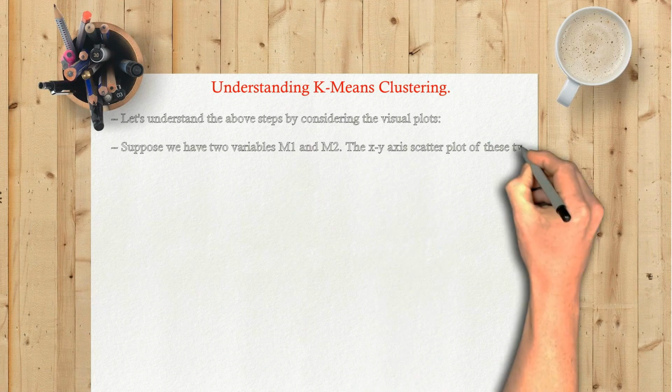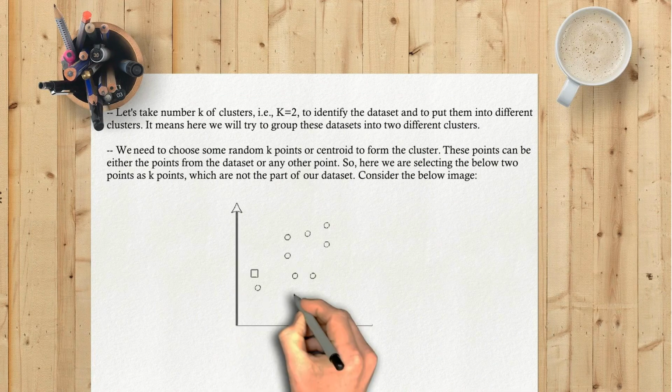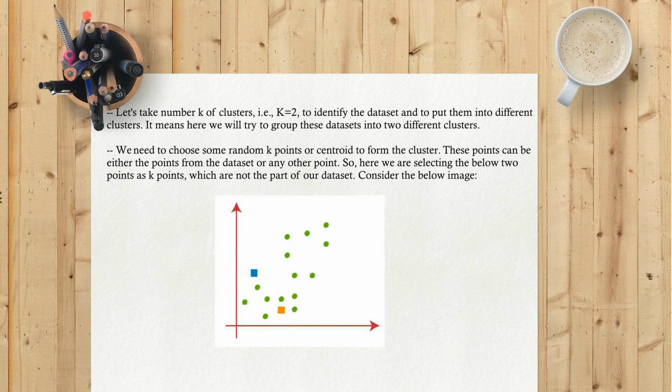Understanding K-means clustering. Let's understand the above steps by considering the visual plots. Suppose we have 2 variables m1 and m2. The xy axis scatter plot of these 2 variables is given below. Let's take number K of clusters, that means K equals 2, to identify the dataset and to put them into different clusters. It means, here we will try to group these datasets into 2 different clusters.